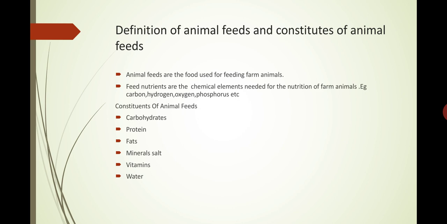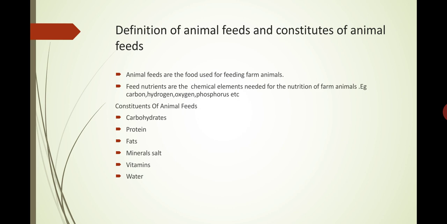Animal feeds are the food used for feeding farm animals. Any food that animals feed on is called animal feed. Feed nutrients are the chemical elements needed for nutrition of farm animals. Examples of feed nutrients: what are the things that make up food nutrients? It means carbon, hydrogen, oxygen, phosphorus. What are the constituents, the things that make up these animal feeds?